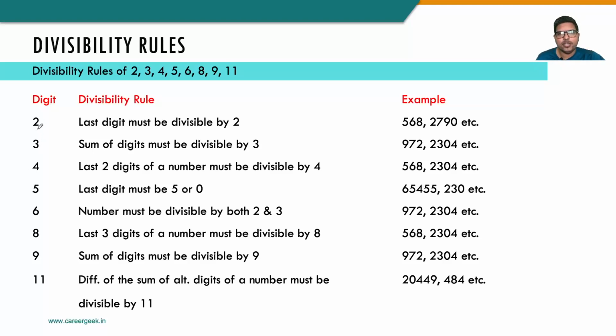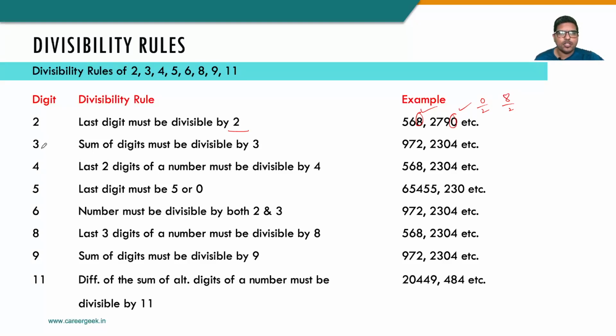How do you know whether a number is divisible by 2? Obviously, the last digit must be divisible by 2, or it should be an even number, basically, right? If the last digit is divisible by 2, yes, 8 is divisible by 2 and 0 is divisible by 2. 0 is divisible by any number because 0 is a universal multiple, we have discussed.